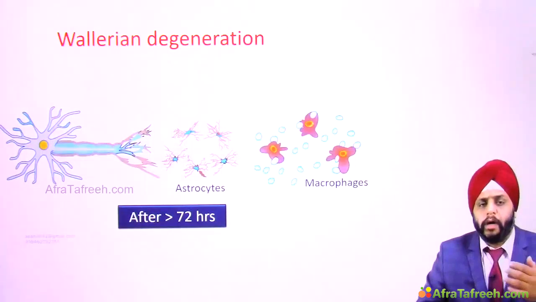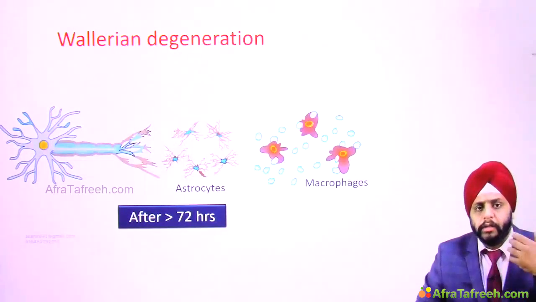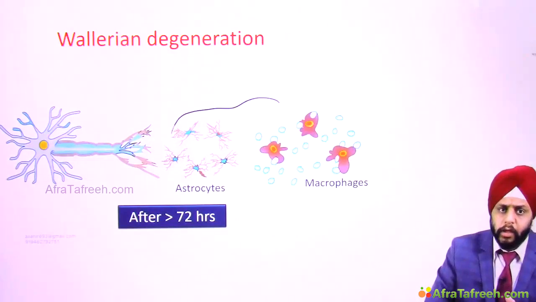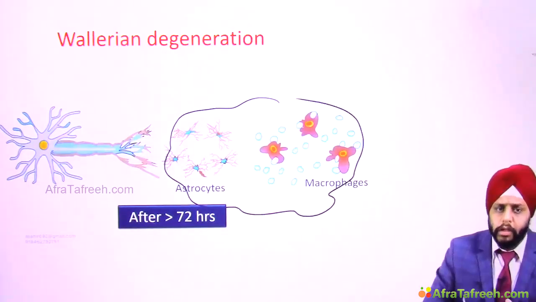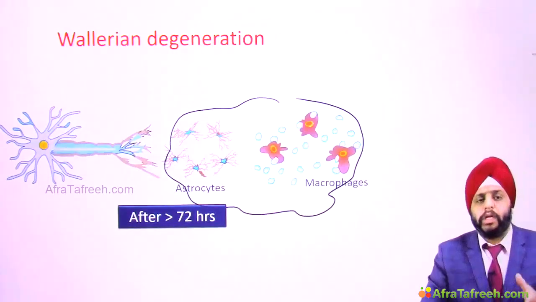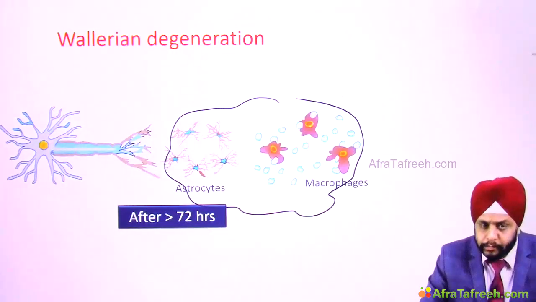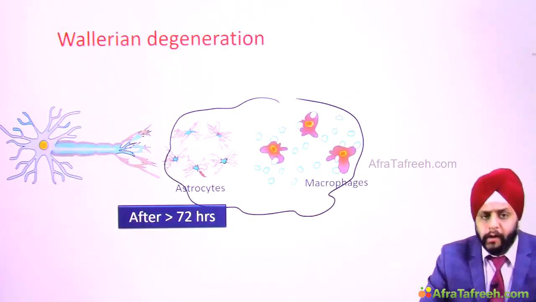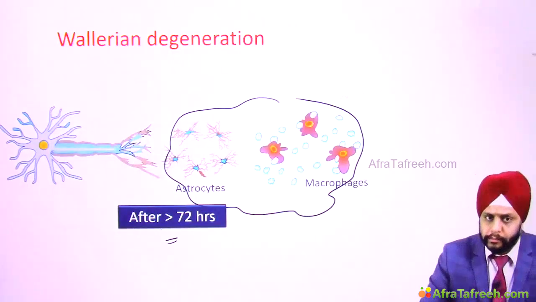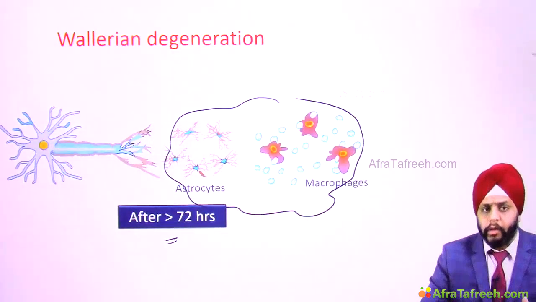The distal part of the axon is all gone. It is eaten up by the astrocytes and the macrophages. This is known as Wallerian degeneration. This Wallerian degeneration takes place in approximately 72 hours.